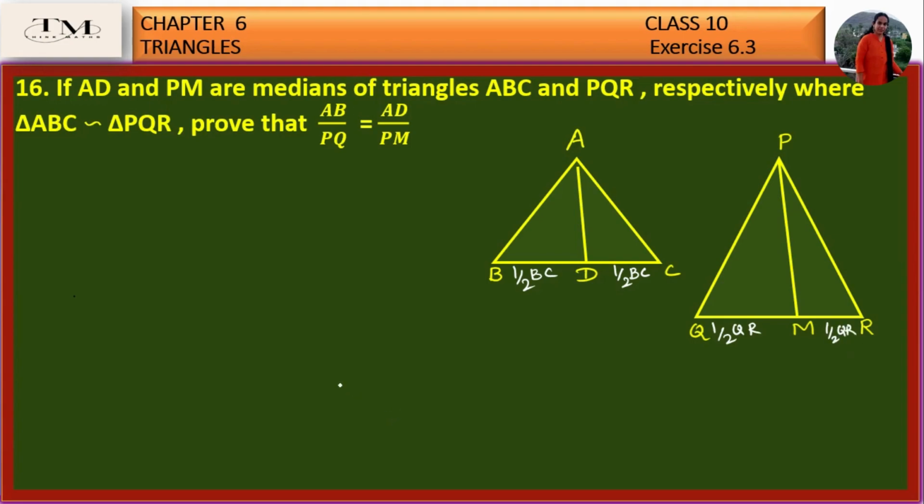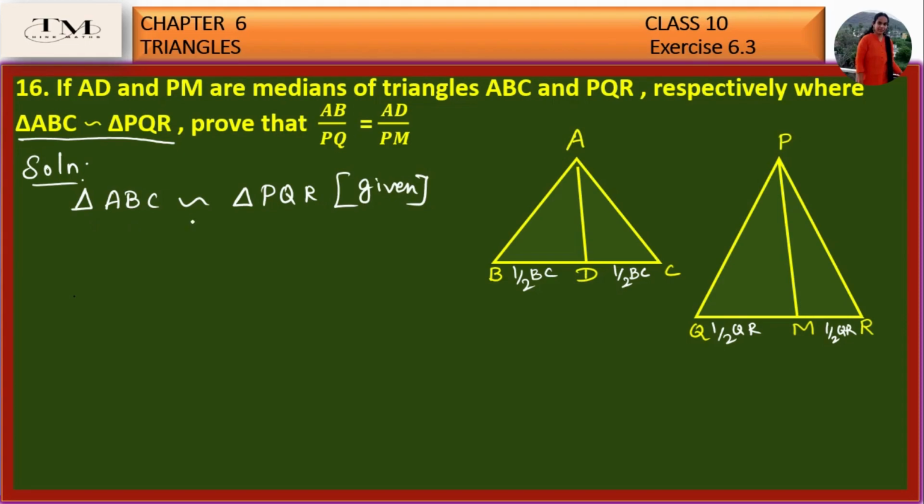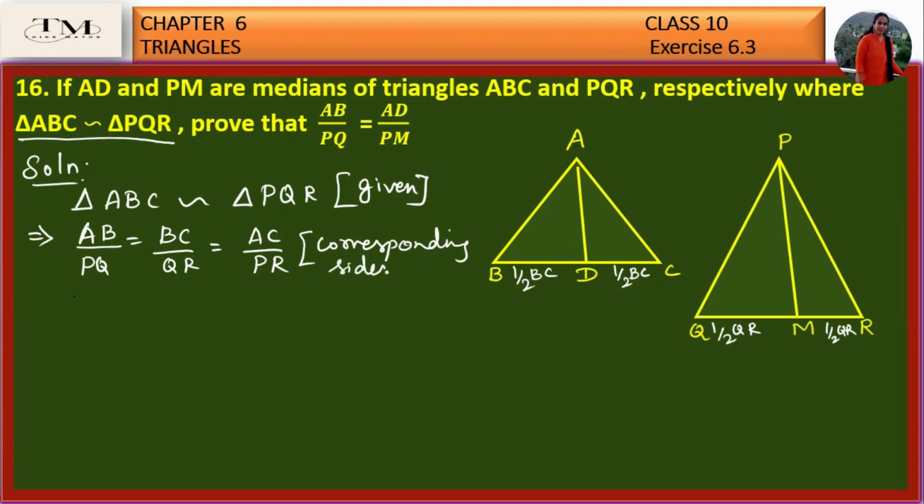So these are the things we know, and it is given that triangle ABC is similar to triangle PQR, which is an important information. So let me start the solution. What is given? Triangle ABC similar to triangle PQR. If this is similar, then their corresponding sides will be proportional. So AB by PQ will be equal to BC by QR equal to AC by PR. This is because in similar triangles, corresponding sides are proportional. So we got this.